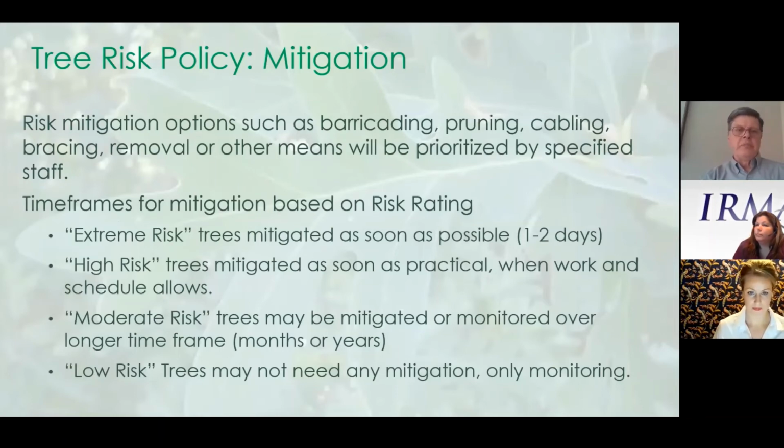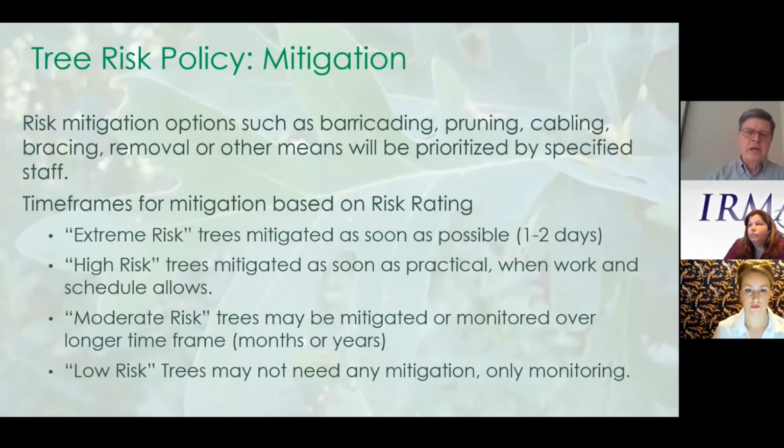So just a little bit about mitigation. Mitigation options can be barricading the tree, pruning, cabling, bracing the tree, removal of the tree, and other things also, removing targets, things like that. Just a little bit of discussion on timeframes based on the risk rating. Remember, we talked about risk ratings for individual trees. If you have an extreme risk tree, that's one that's in the process of failing, so you want to barricade that. That's why we say as soon as possible, meaning 1 to 2 days. That would be a tree that's in the process of failure where someone could get underneath it. Just barricade tape it and then deal with it as soon as you can.